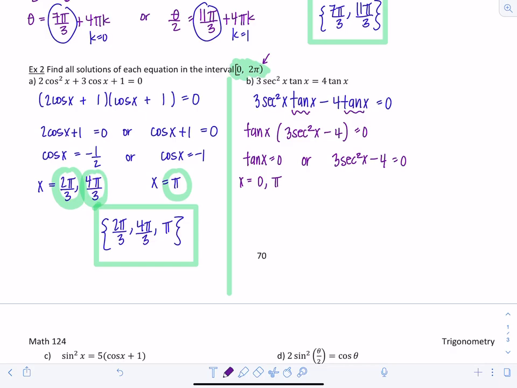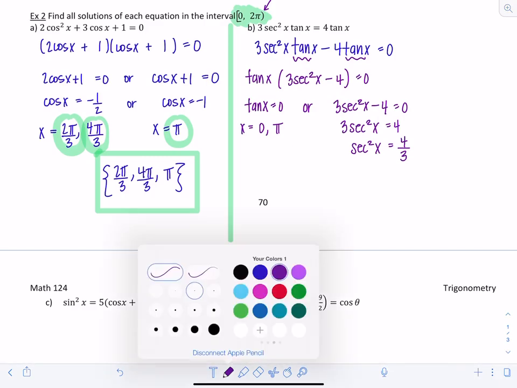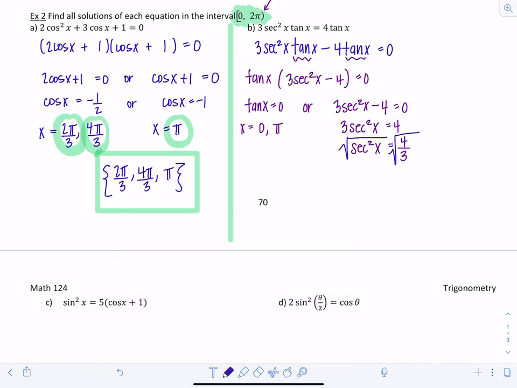Now looking at the other equation, this would mean 3 secant squared x is equal to 4. So secant squared x is equal to 4/3. I'm going to take the square root of both sides. And don't forget, you have to put a plus or minus, which means secant x is equal to plus or minus square root of 4 is 2 over square root of 3. You can leave it like this, or maybe it's a little easier for you to think of this as cosine x equals plus or minus rad 3 over 2. And then now we're going to list every angle that gives us a cosine of either positive or negative rad 3 over 2. So it's everywhere we have a pi over 6 reference angle.